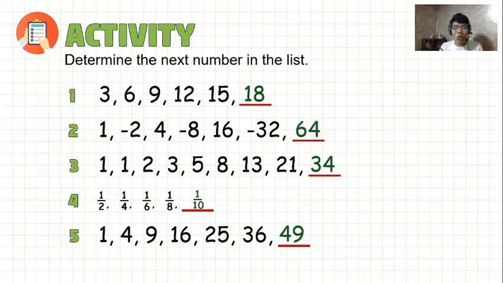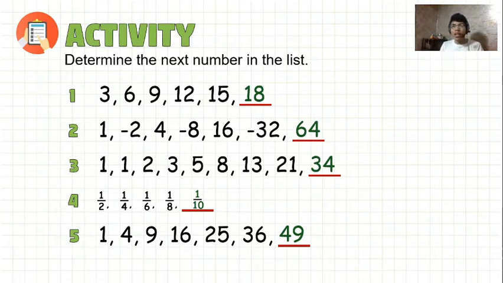Actually, these lists that you can see here are examples of sequences. So what are sequences? When we talk about sequence, what comes to our mind? If we are going to talk about sequence, what usually comes to our mind is a list of numbers, right? With a pattern.